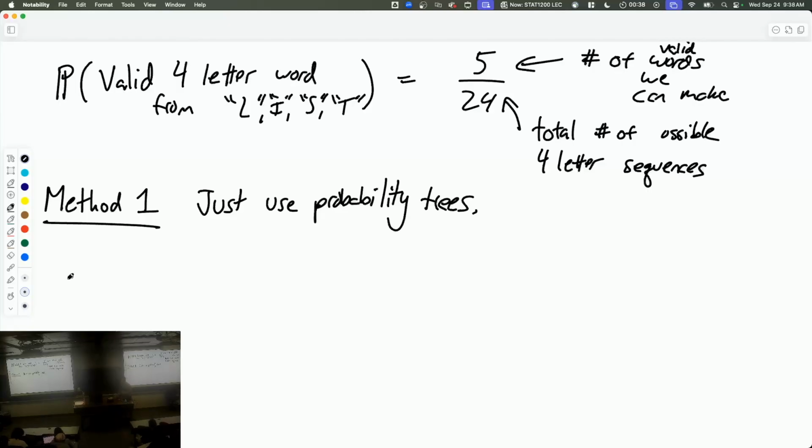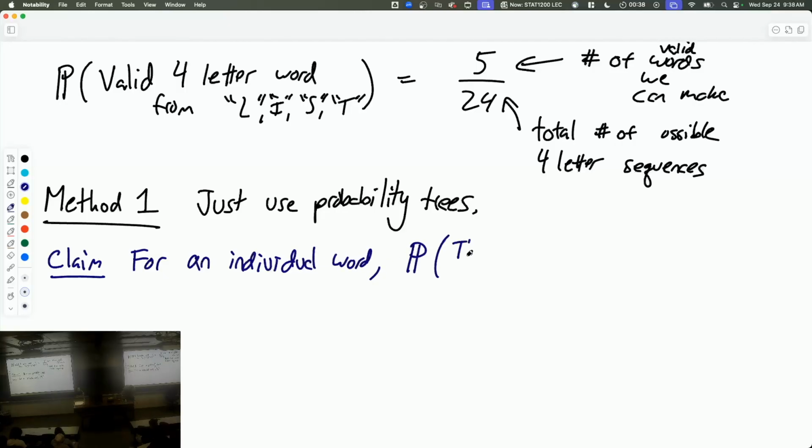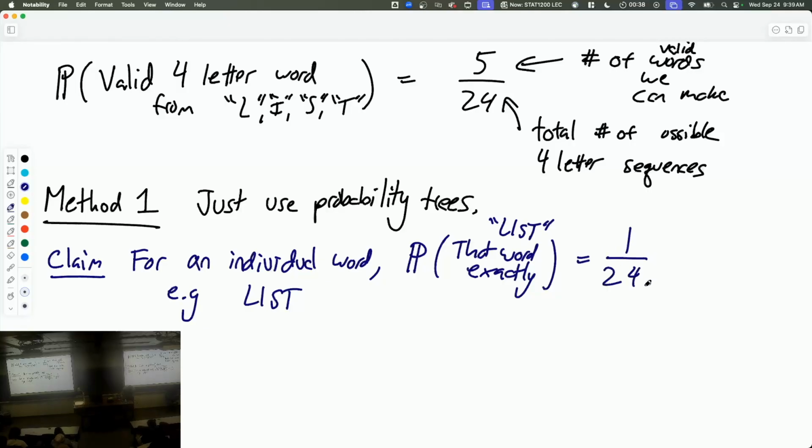OK, and what I'm going to show is that for any individual word, the chance of getting exactly that word is 1 out of 24. So this is the claim for an individual word: the probability of that word exactly. Let's say, for example, the word list. What is the probability we get the word list? The probability that you get exactly the word list is 1 out of 24. And if you know this claim, that the probability of any individual word is 1 out of 24, then the fact that the probability of any valid word is 5 out of 24 will follow by the union.